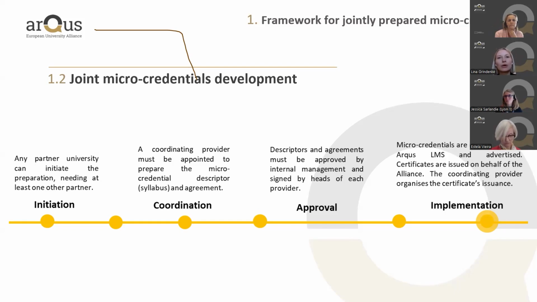Then the approval part, where the syllabuses and agreements must be approved by internal management and signed by the heads of each provider. But that does not mean that the agreement should be signed at the rector's level. For example, if you agree that the faculty level is fine between 2 universities, it's still possible. And then the implementation part, where micro-credentials are uploaded into the Arqus Learning Management System and the course catalog or lifelong learning catalog, and they are advertised to students for selection and so on. Certificates are issued on behalf of the Alliance, and the coordinating provider then organizes the certification.